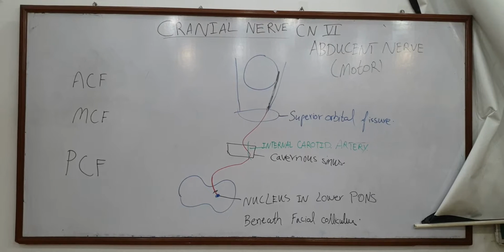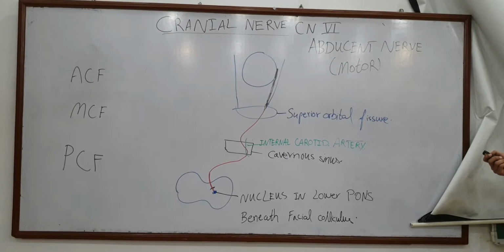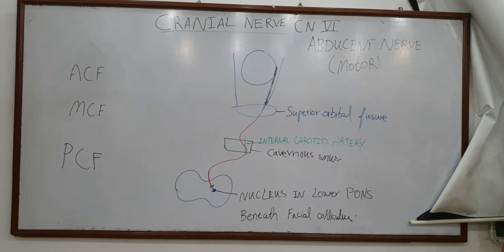The next topic we will be discussing is the abducent nerve. It is the sixth cranial nerve. Also, one thing to remember, it is a motor nerve. It doesn't have a sensory component to it.